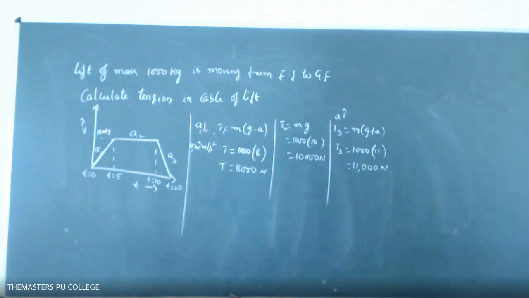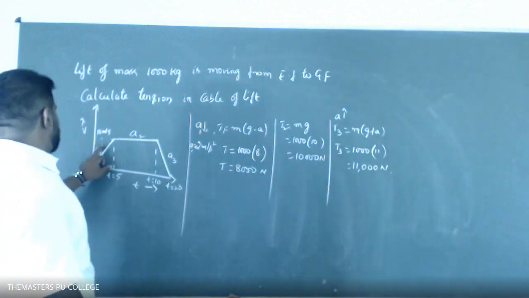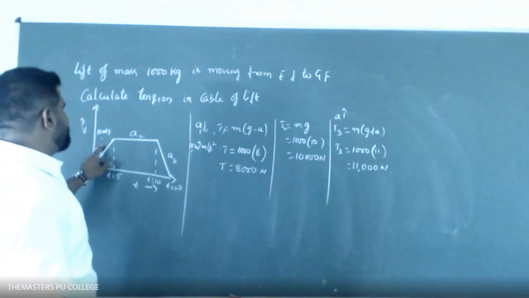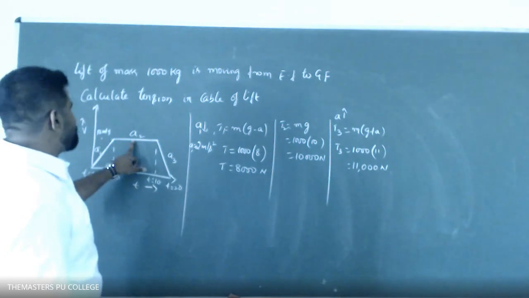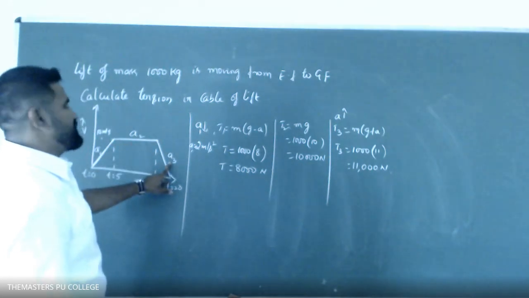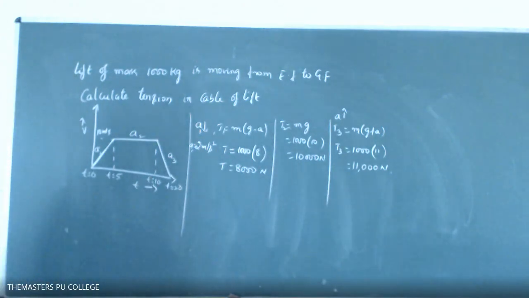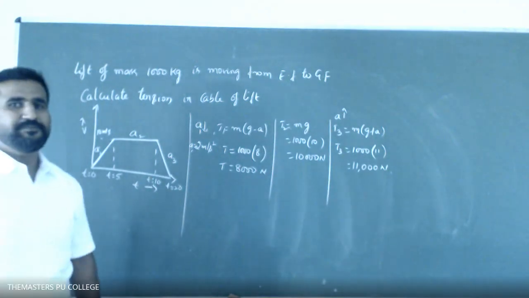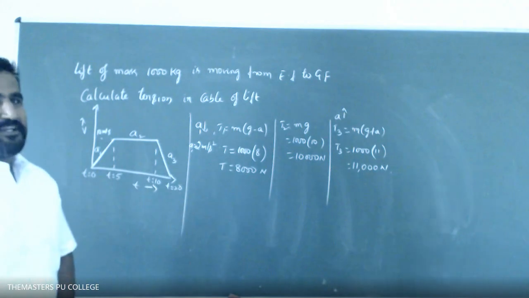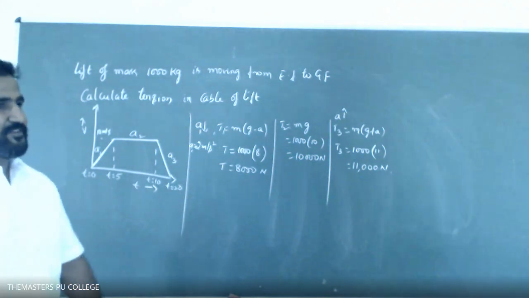Very simple problem. What is there to calculate here? A1 is equal to 2 meter per second square, tension is 8,000. A2 is equal to 0, tension is 10,000. A3 is equal to, sorry, 1, tension is 11,000. Done. This is a very simple problem related to a lift moving from first floor to ground floor.